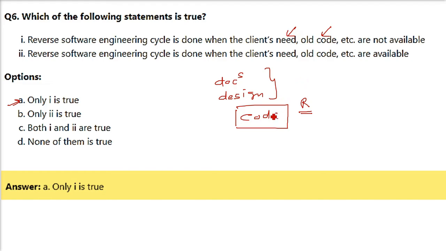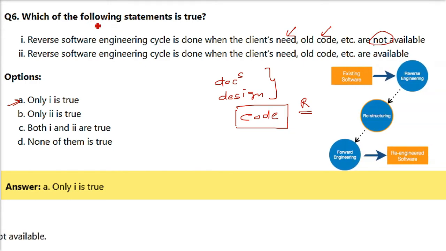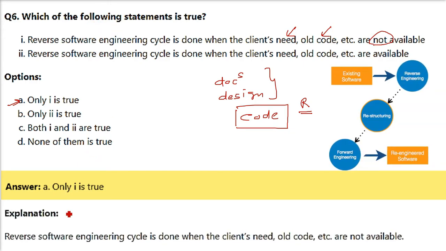Okay. If we have everything, we don't need to do the reverse engineering and forward engineering. We can easily understand the situation and then we can fix the bug, or you can maintain it with certain modification or changes which are required here. So if it is not available, we have to do the reverse software engineering. So the answer here is only one is true. Same discussion lies here, and you can also read this. So reverse software engineering cycle is done when the client's need, old code, etc. are not available.